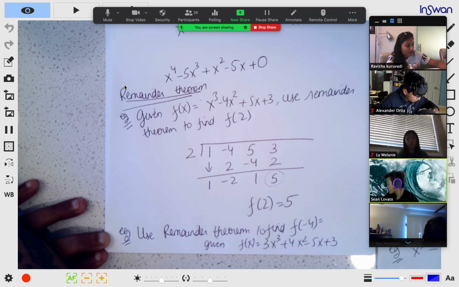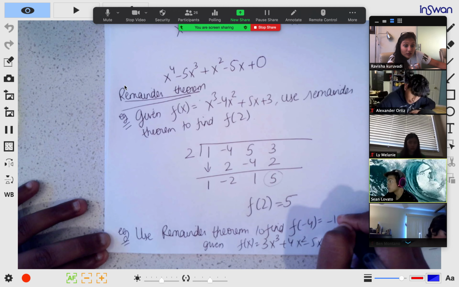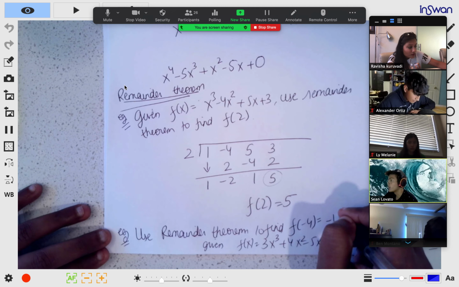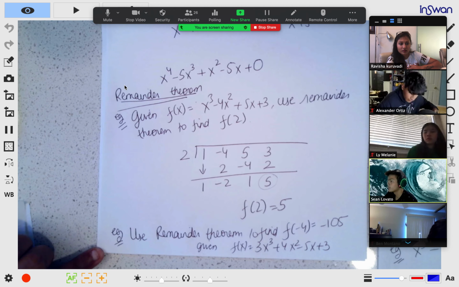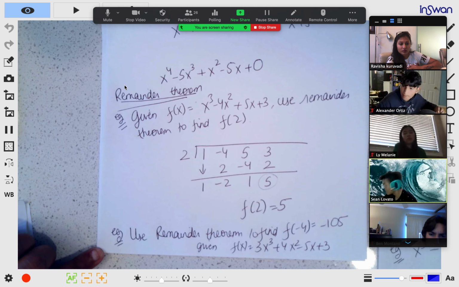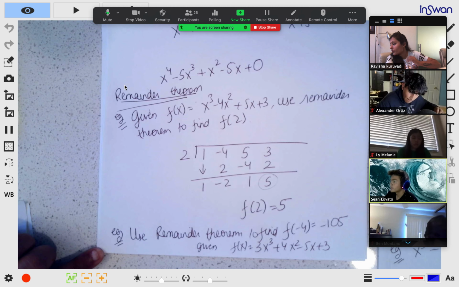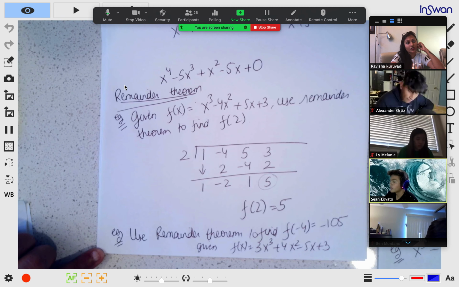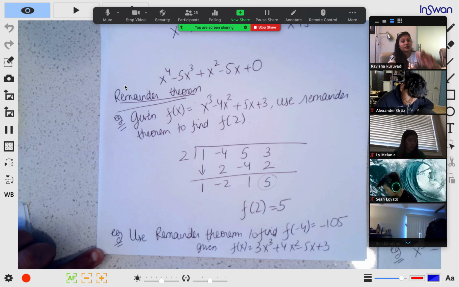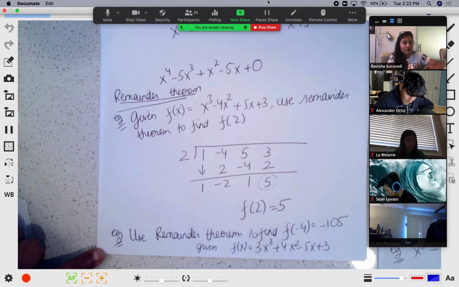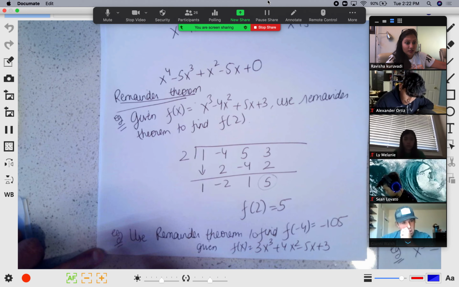I got negative 145. Negative 145. Did you get this thing? Yeah. Negative 105. Did everyone get the same answer? Anyone who did not get the same answer? Can you please just demonstrate it? Okay, I got 151. Okay, let's do it.